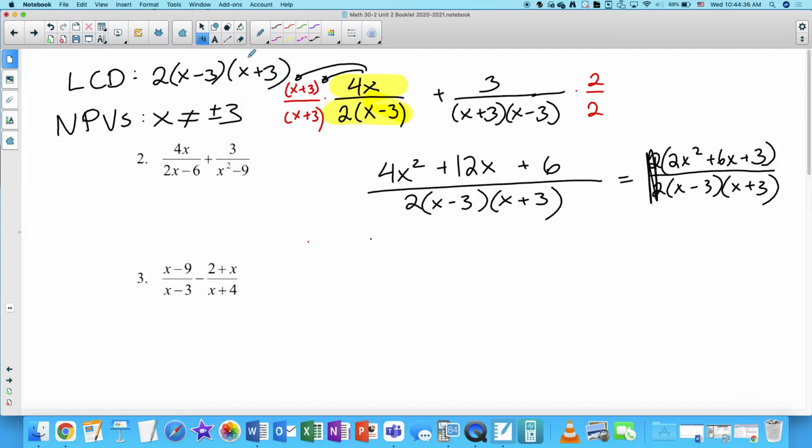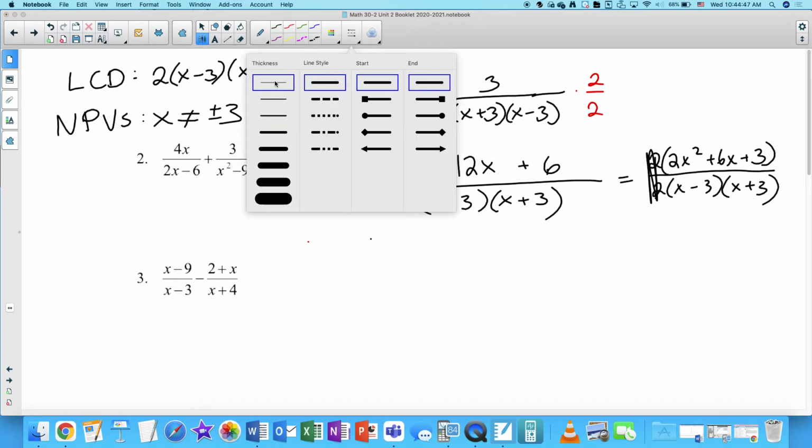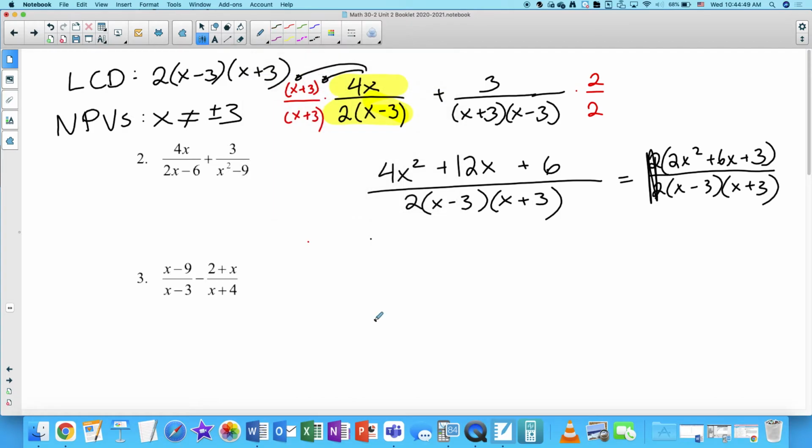Okay, so we've got x minus 9 over x minus 3 minus 2 plus x over x plus 4. Okay, so is there anything here to factor? No. Okay, everything's factored. So let's talk about our least common denominator then. Okay, what do you think the LCD of these 2 rational expressions would be?